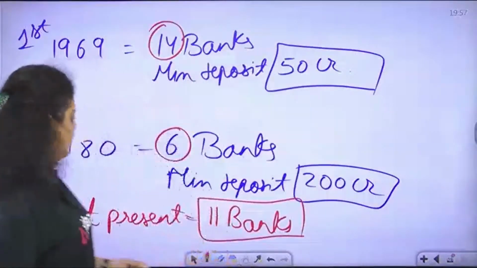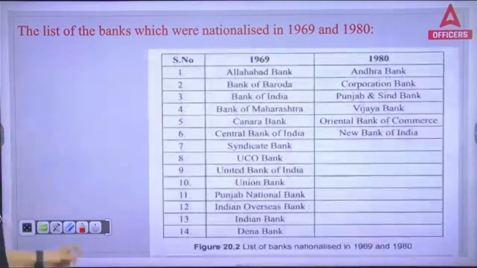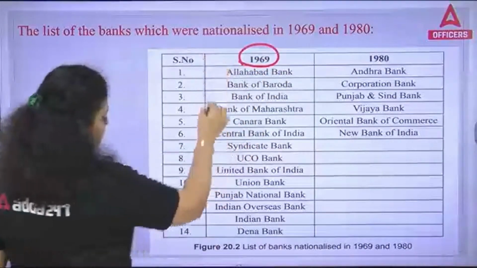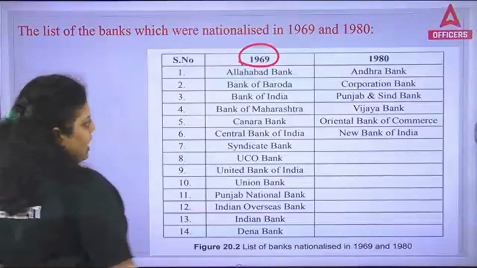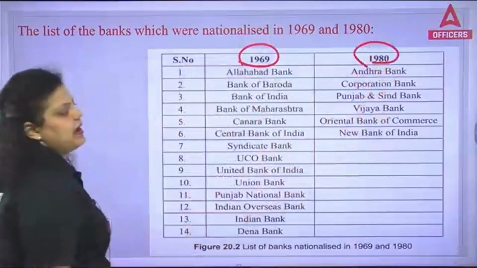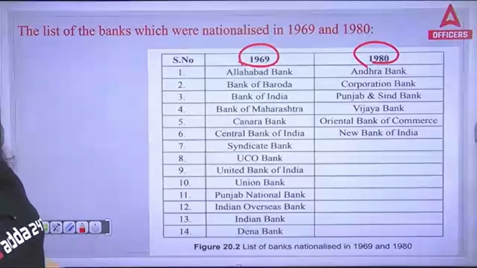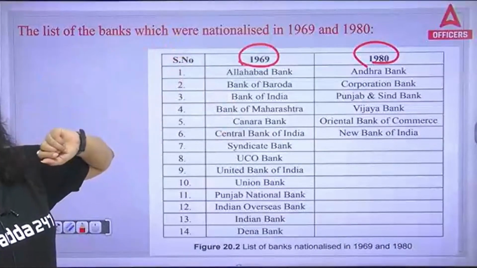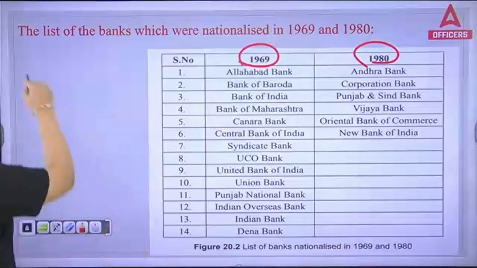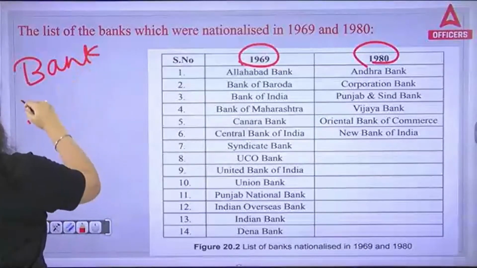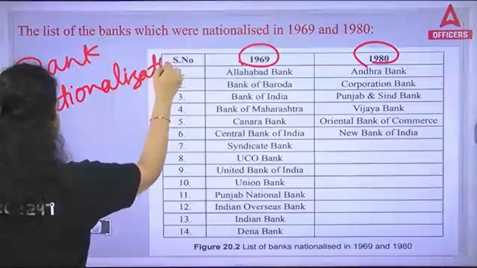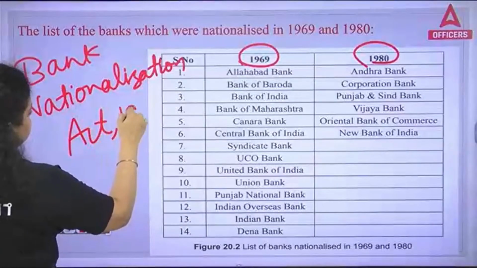So this is the nationalization process that happened. How this nationalization happened and how many banks are there, we will be discussing in the next class. Right now, you can see in 1969, these are the 14 banks that were nationalized, and in 1980, these are the 6 banks which were nationalized. All these banks used to be private banks, but now they have become government banks after the nationalization of 1969 and 1980, and it was done under the Bank Nationalization Act 1969.